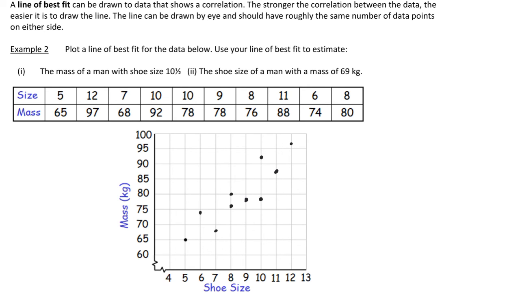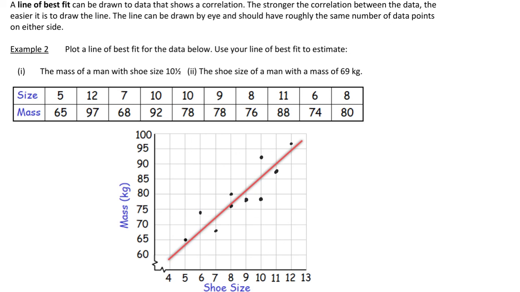Now we want to try and draw a line that passes through those points with the same number above and below it. So this red line then, we've got 1, 2, 3, 4, 5 points above the line, and 1, 2, 3, 4, 5 below the line. Now the line of best fit that you would draw and somebody else would draw could be all slightly different, but they should be close enough to each other. So answers may vary, but chances are they should be pretty close.